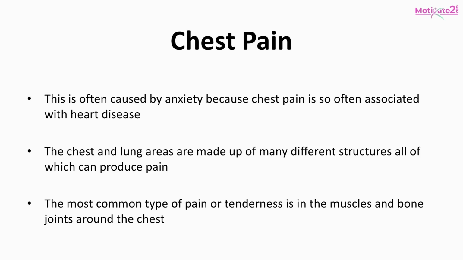Understanding the difference between the different types of chest pain, those pains that are considered to be heart-related and those that are not, can reduce stress and anxiety, both of which are major contributors to heart disease. The chest and lung areas are made up of many different structures, all of which can produce pain. The most common types of pain and/or tenderness is in the muscles and bone joints around the chest. The lining or pleura around the lungs can be associated with pain if it becomes inflamed or irritated, but the lungs do not contain any of the nerve connections that will induce the feelings of pain.